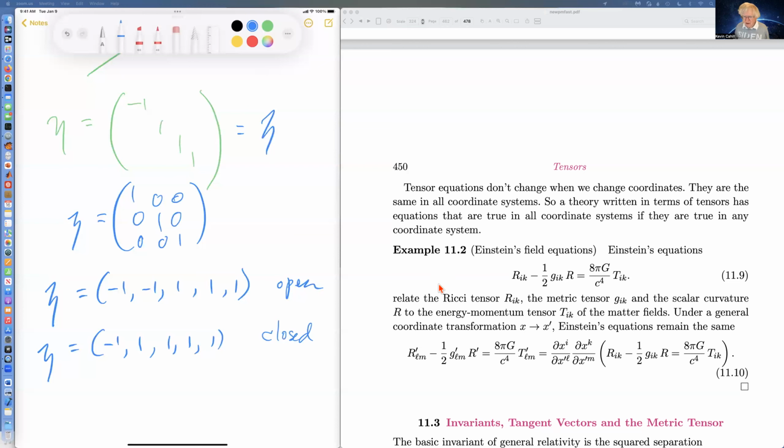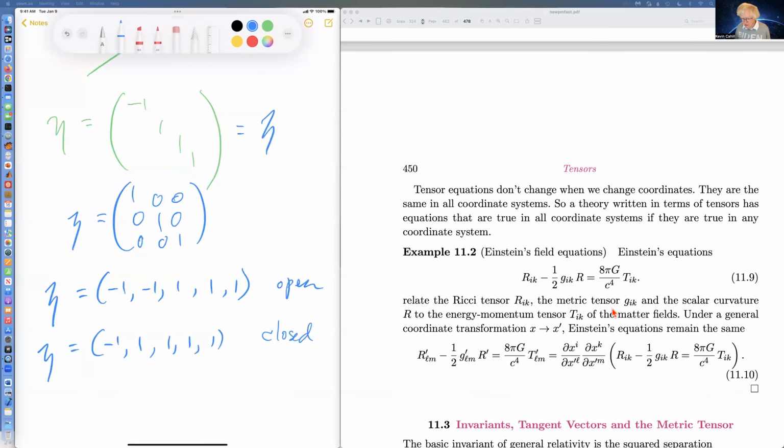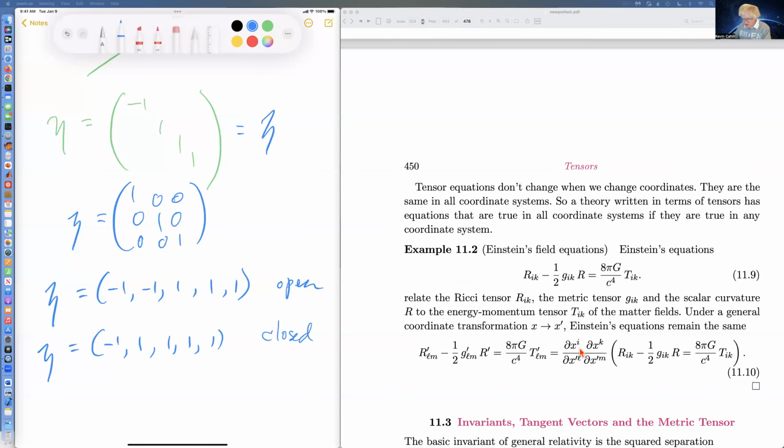Anyway, the utility of these tensor equations is that the equations look the same if you change coordinates. So here, these are Einstein's equations, where this is the Ricci tensor, this is the metric tensor, this is a scalar. These are just numbers, and this is the energy momentum tensor. If we change coordinates, then the whole equation looks like this, and it's just that each of these things is given by how a covariant second rank tensor transforms, and this is the way it transforms.